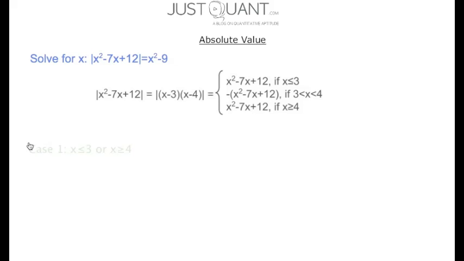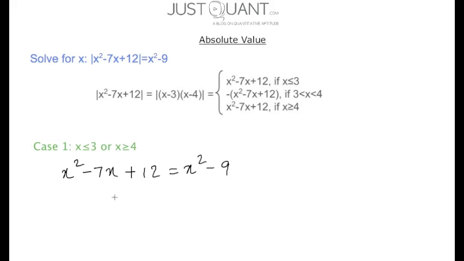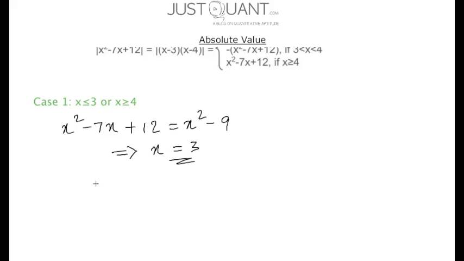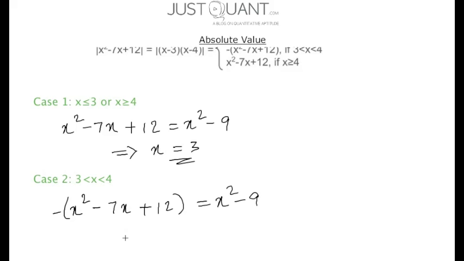Hence, our first case is when x is less than or equal to 3 or greater than or equal to 4. In this case, our equation becomes x square minus 7x plus 12 equal to x square minus 9. So solving for x, we get x equal to 3, right? In the next case, when x is between 3 and 4, the equation becomes minus of x square minus 7x plus 12 equal to x square minus 9. Now solving for x, we get x equal to 1 by 2 or x equal to 3.